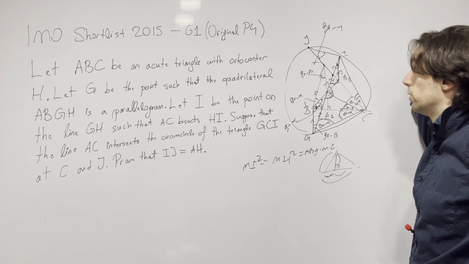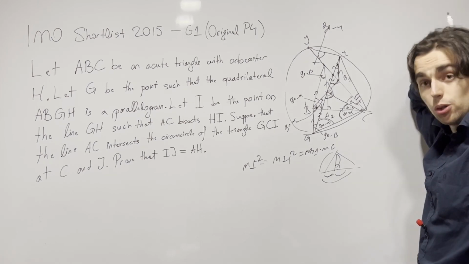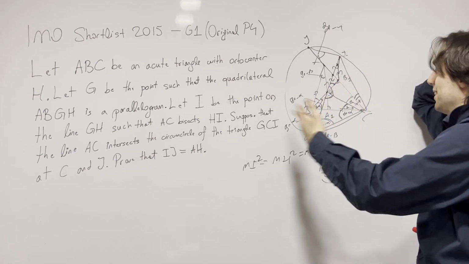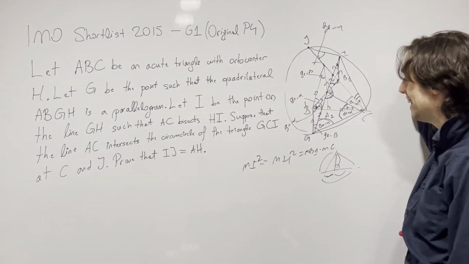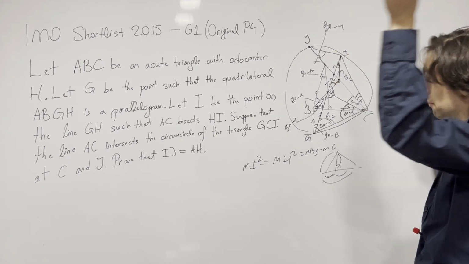And now what do we do? Well, I'm going to need some time to think, so you're going to need some time to think too. Pause for the next 20 minutes and think about how you are going to prove that IJ is AH. Pause now. And here's the next step.